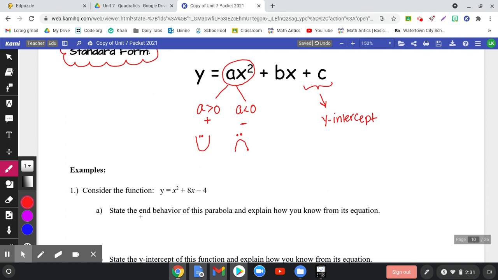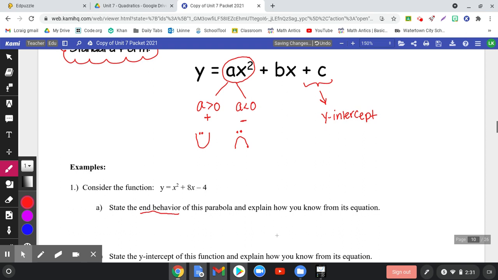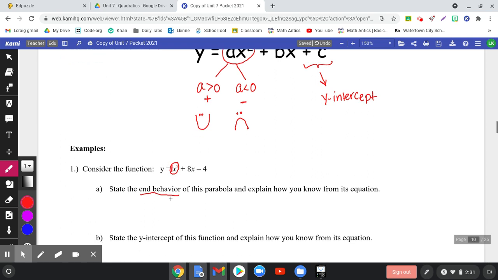All right, so state the end behavior. This is your concave up or down, and explain how you know this from the equation. All right, so let's look at our equation. What number's in front of x squared if we don't see anything? 1. So since 1 is greater than 0, then it's going to be positive. So we got our smiley face going on. It's concave up.